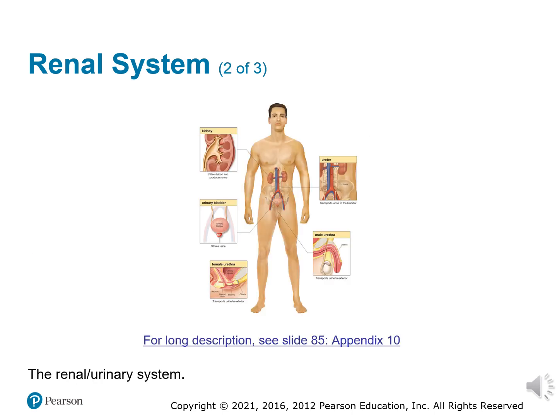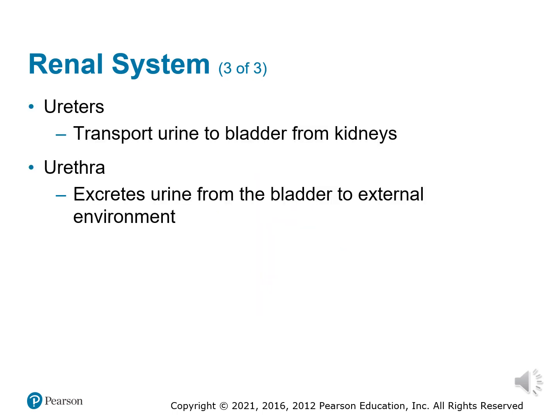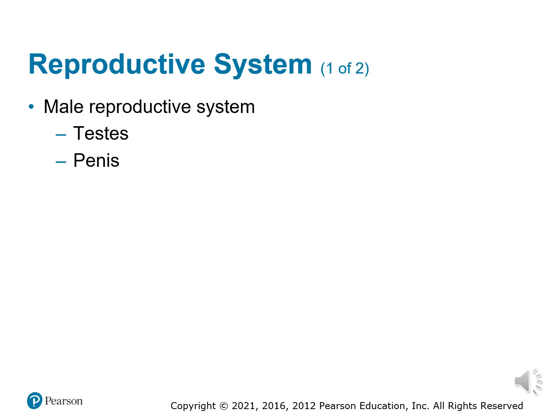Here you will have the renal and urinary system. Your ureters transport the urine to the bladder from the kidneys, and the urethra excretes the urine from the bladder to the external environment. All right, so we are going to move on to the reproductive system, and we'll start out with the male portion of it.